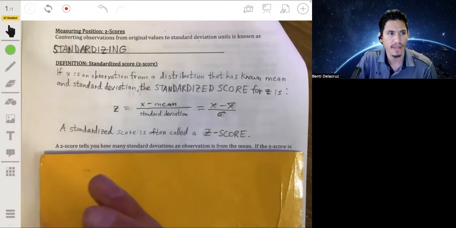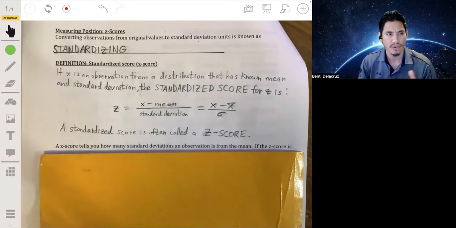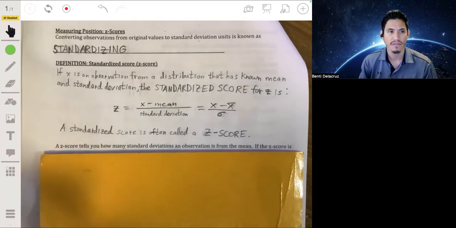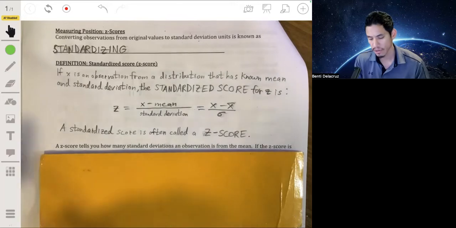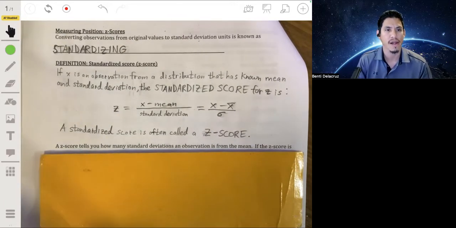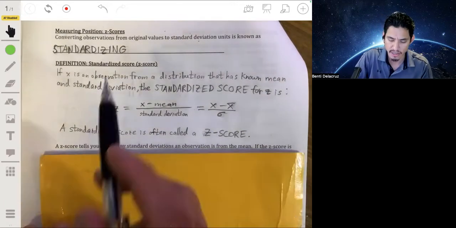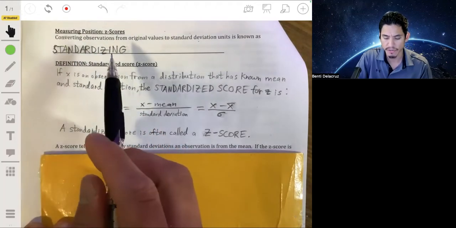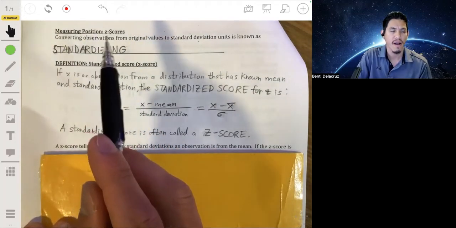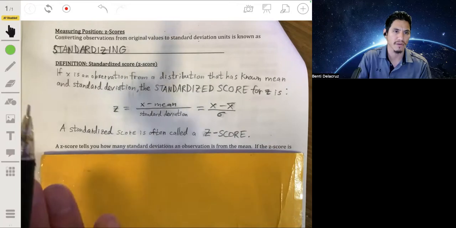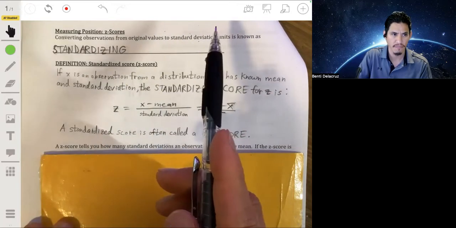Okay, so our goal by the end of this video is to be able to correctly calculate z-scores and also be able to interpret them in a variety of settings. So a z-score or a standardized score results from this process called standardizing, which is when you change the original data values into standard deviation units.